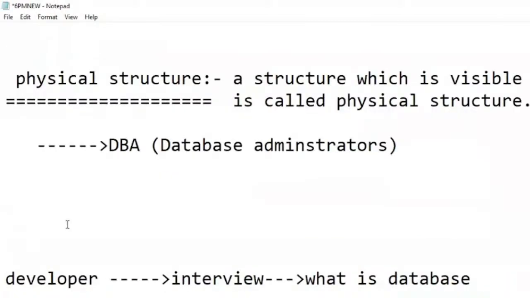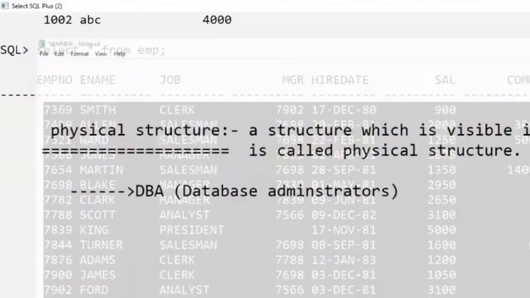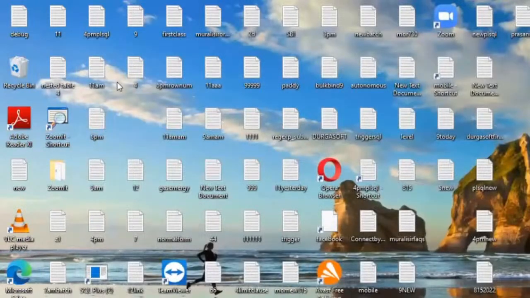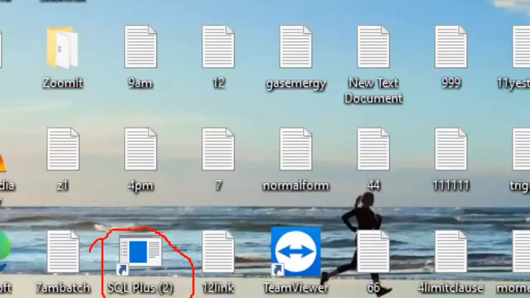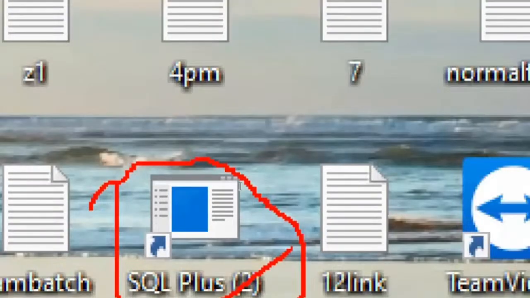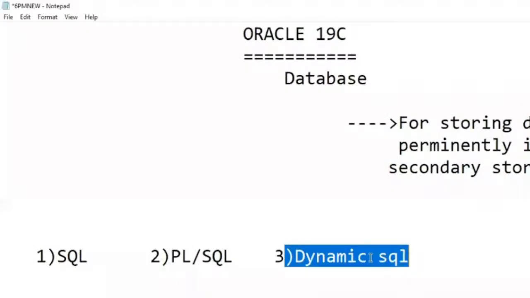Okay, fine. Now check it out. Observe here in the screen. What is this one? I'm installing Oracle. SQL Plus is there. SQL is a language, you have an idea. PL/SQL is a language, some coding is there. Dynamic SQL is a language. Daily we are writing code.